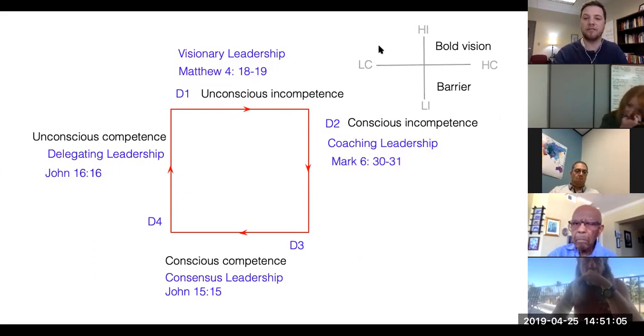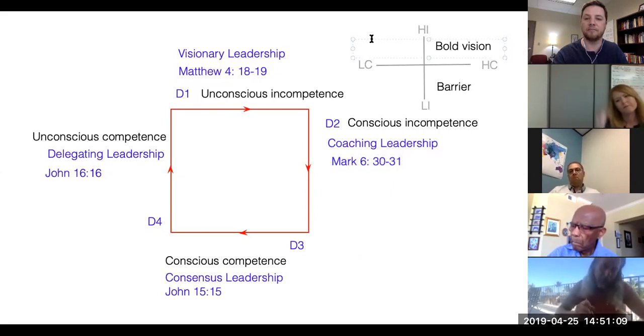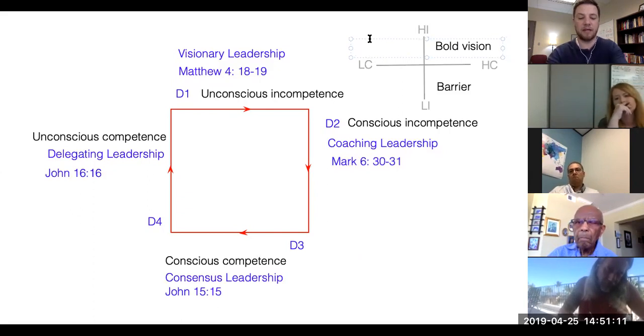And if you're high invitation, low challenge, this is a little bit contrived in terms of finding B words. I think you're doing a bait and switch.